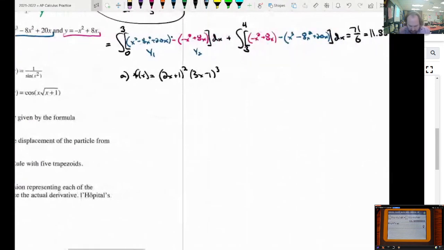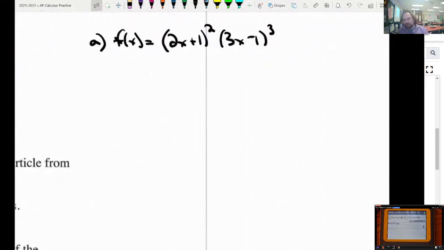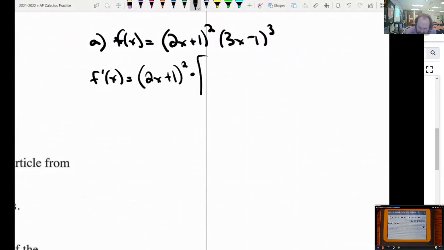You could expand all this out into a polynomial, but that would be a lot of work. We're just going to use the product rule, and the product rule is going to require the chain rule, but we'll deal with that in stride. f prime of x. Let's start with the original first, (2x plus 1) squared, times the derivative of the second, which I'm going to do in a big blocky parentheses right there.